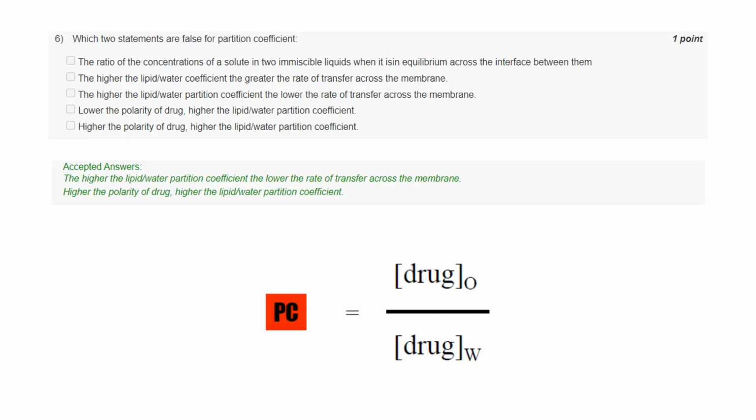Okay, ma'am. Thank you, ma'am. Yeah. So the last option says the higher the polarity of drug, higher the lipid water partition coefficient, which is not the case because if it's more readily dissolvable in water, its partition coefficient should be lower.